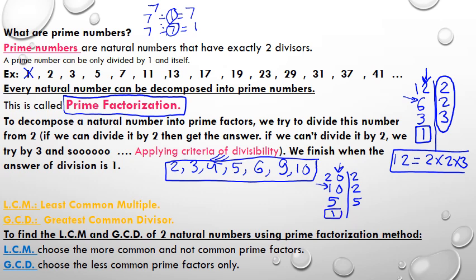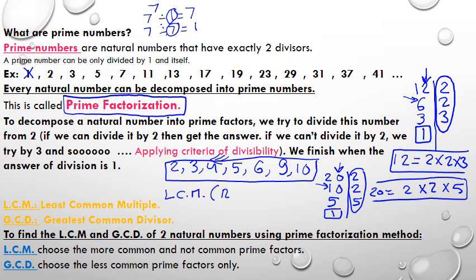The answer is 1. So the prime factors of 20 are: 20 equals 2 times 2 times 5. These are the prime factors of 20. Now let's try to find the LCM of 12 and 20.